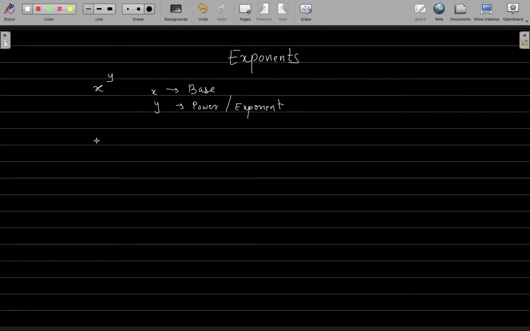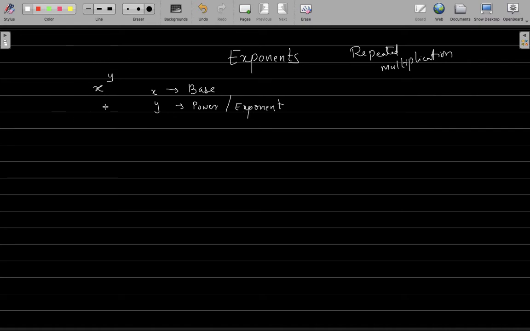Hi, in this session let us understand the concept of exponents. Exponents are representation of a number which is repeatedly multiplied, or I say repeated multiplication is what is represented in exponents. Before we proceed further, I want you to understand the symbol or the representation of exponents.